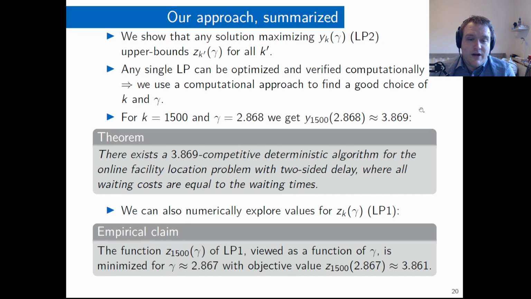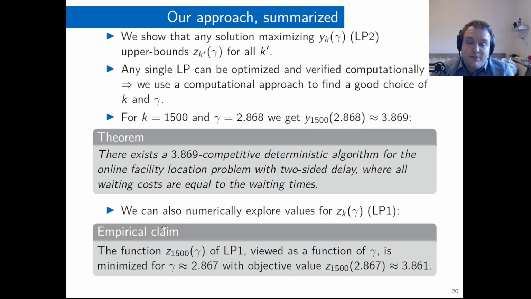Because the one LP that we solve, essentially, I mean, we solve a lot, but just to find the right one, a right choice of gamma, this upper bounds all the zk's, right? Even for the case where zk prime is bigger than 1500.